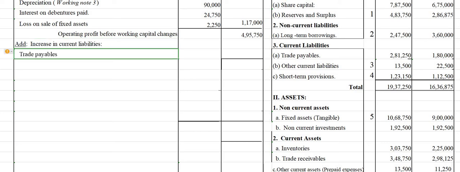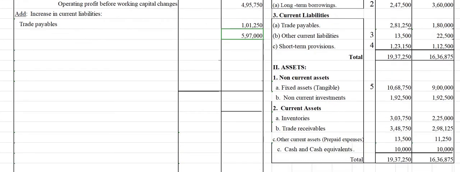In that, the first item is trade payables. How much is it increasing? 1,01,250. So trade payable increased, and other current liability decreased, so that cannot be written. Only one item is there to add, so we can write that down: 5,97,000.